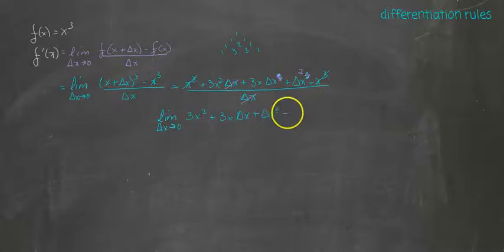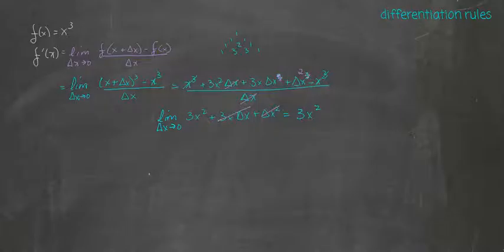All right. Now, if I plug in 0, I don't have a problem with 0 in the denominator anymore. In fact, I'm going to lose 2 of my terms. 3x times delta x times 0 is 0, and 0 squared is just 0. And so my derivative is 3x squared. Now, that was a lot of work. It wasn't crippling, but it was a lot of work.